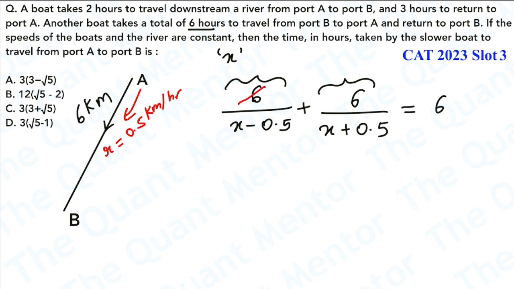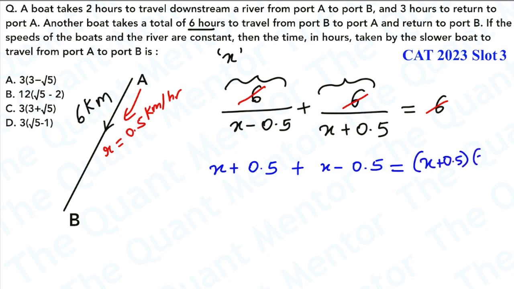We just need to cancel out 6 throughout and take the LCM, multiply throughout by x minus 0.5 into x plus 0.5. We'll get x plus 0.5 plus x minus 0.5 is equal to x plus 0.5 multiplied by x minus 0.5. Okay, we have multiplied throughout by the LCM, x minus 0.5 into x plus 0.5, and that's what we are going to get.